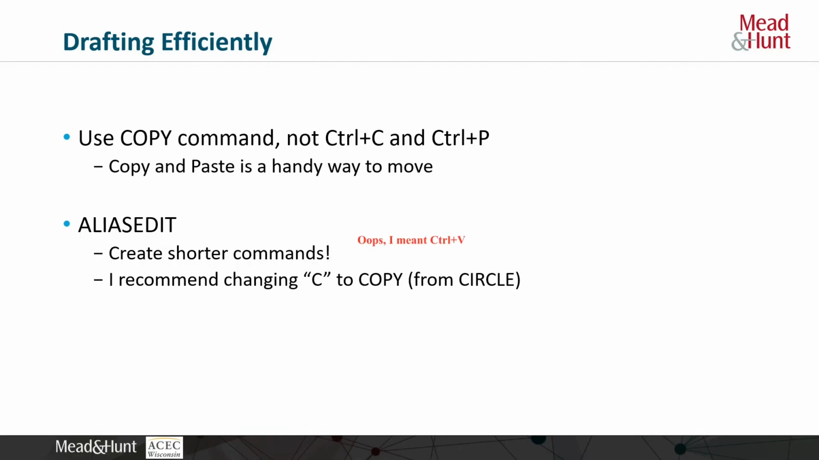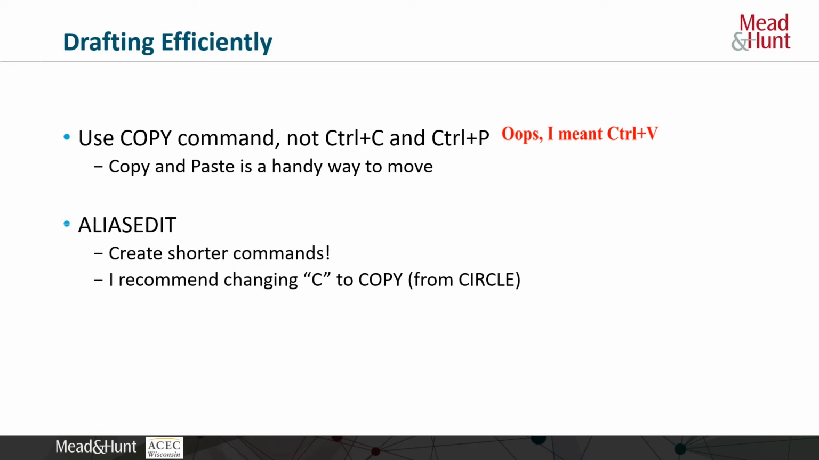I recommend using the copy command, not Control C and Control V, to copy items within a Civil 3D drawing file. The copy command is a cleaner way to copy objects inside of a file. Control C will actually copy your object out to your clipboard, and Control V will paste it back in, creating an extra block in your drawing that is just really junk.